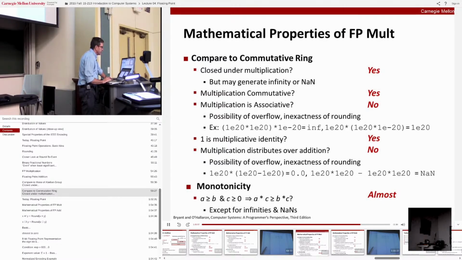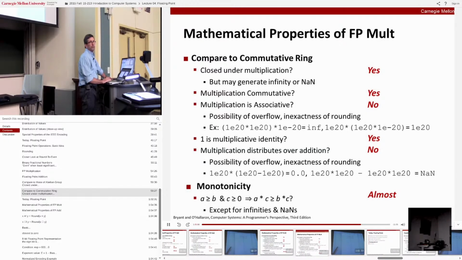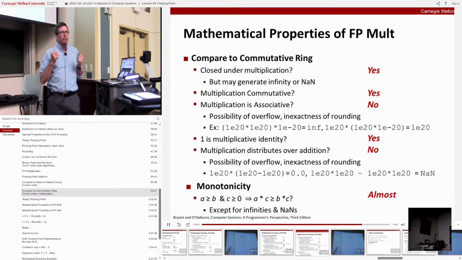But if we reassociate and take 2 to the 20 times 2 to the 20th times 2 to the minus 20th, well, this first multiplication is infinity, and anything you do with infinity is just infinity. So the result is infinity. However, if we reassociate and multiply 2 to the 20th times 2 to the minus 20th, that gives us 1, and then multiplied by 2 to the 20th, we get 2 to the 20th. So the big takeaway point here is that floating point isn't associative.